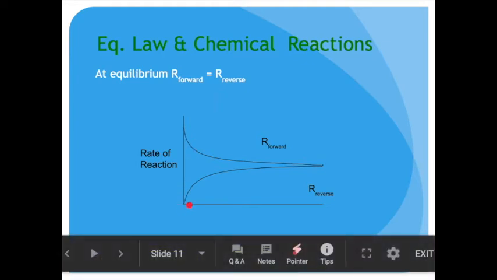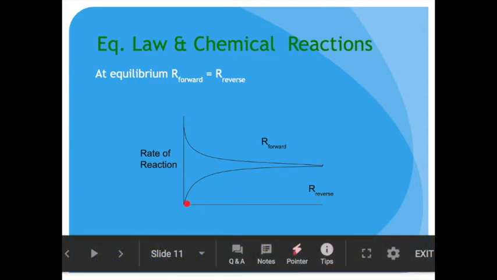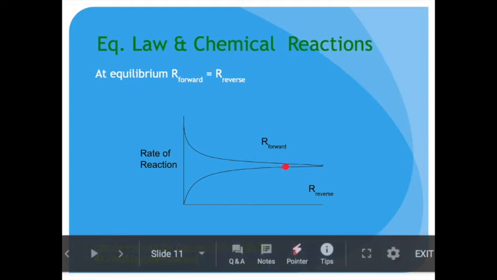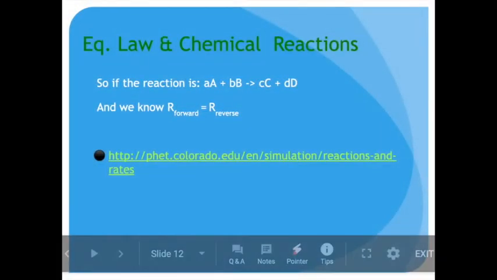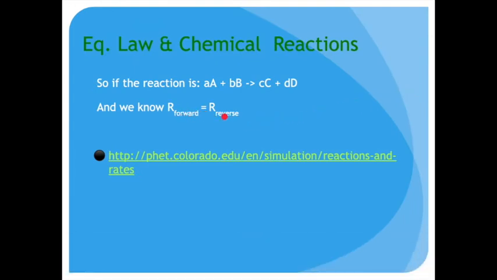So as the reaction time progresses, the concentration of products builds up. That means it's easier for products to find each other and therefore react in the reverse direction. So as time goes on, the rate of the reverse reaction is going to increase because it gets easier and easier for products to find each other and revert to reactants. Over time, the rate of the forward reaction and the rate of the reverse reaction meet, and this is called equilibrium. So we know a couple things. We know that rate forward equals rate reverse is the definition of equilibrium. And we also know that this general reaction occurs in the reverse direction.